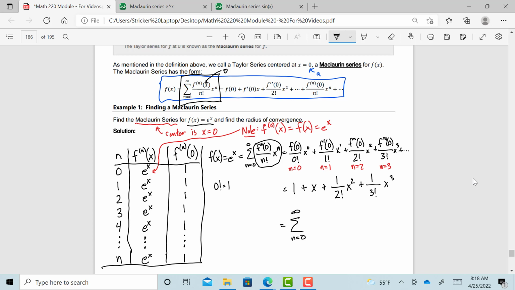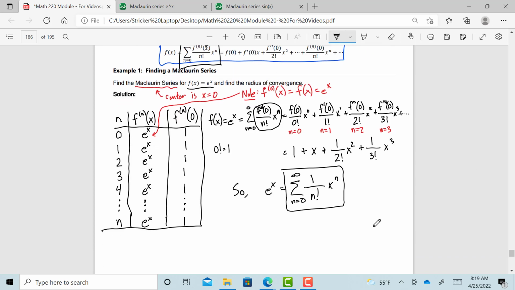So the nth derivative of the function evaluated at 0 is 1. So that numerator is always going to be 1. The denominator is always going to be n factorial. And then we have x to the n. And so that is our power series. We know that e to the x is equal to the sum of 1 over n factorial times x to the n.